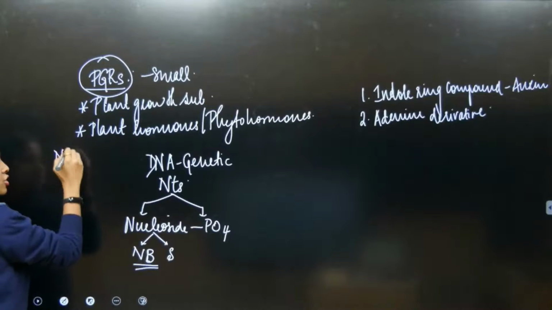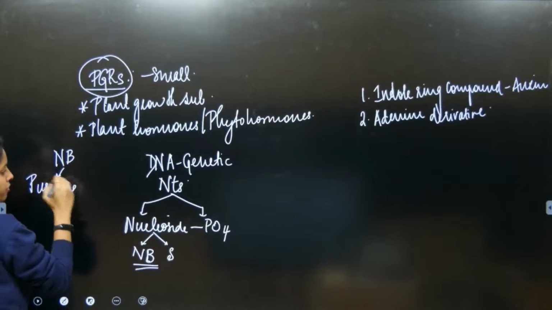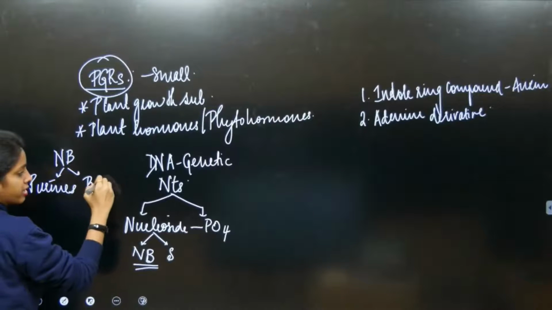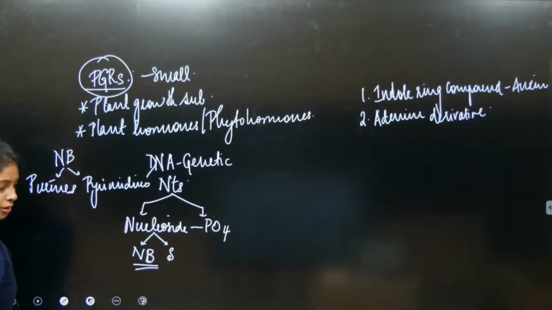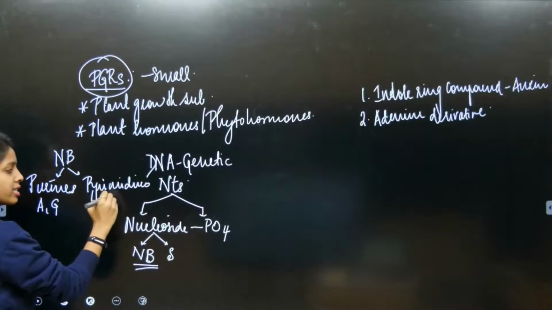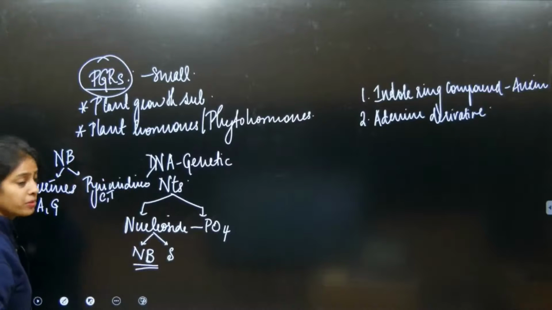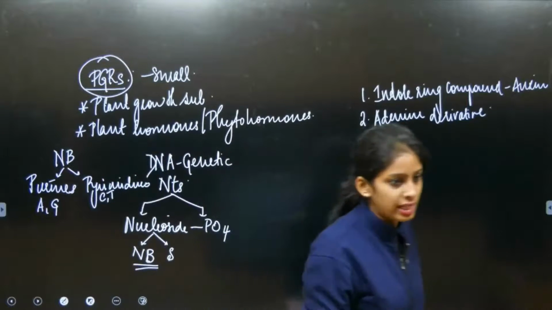This nitrogenous base is of two types. One is your purines, the other one is your pyrimidines. Purines are adenine and guanine, pyrimidines are cytosine and thymine. In case of DNA; in case of RNA, it is uracil.